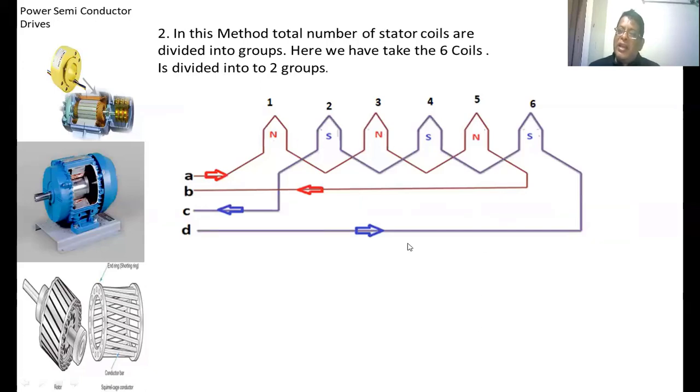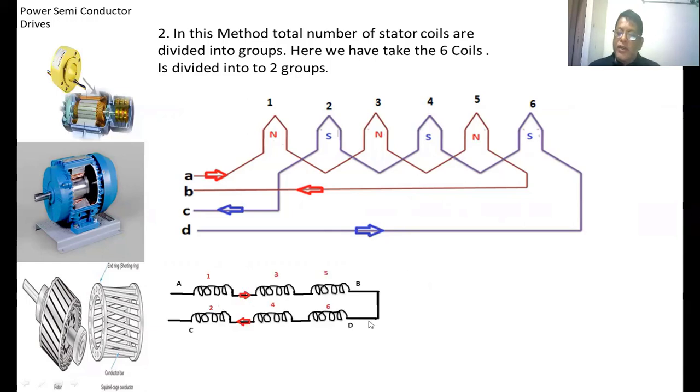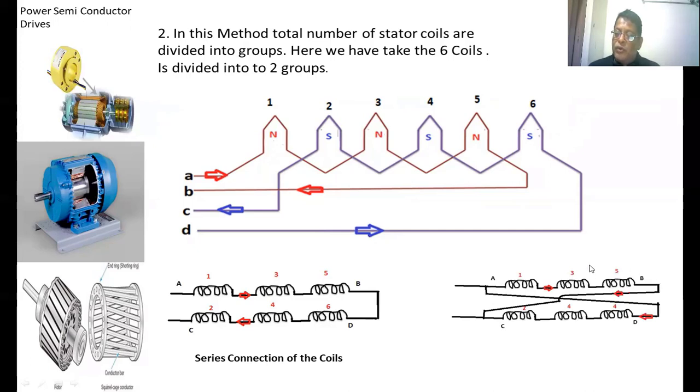These coils may be connected in series or parallel, but we should not change the direction of the current through the grouped coil. If we change the direction of current through the grouped coil, the number of poles will also change. These are the two different connections. This is the series connection. This is group 1, this is group 2, with terminals A, B, C, D. These two groups of coils are connected in series. In the second case, this is one group coil and this is another group coil. These two groups are connected in parallel. Make sure that the direction of the current is not changed.